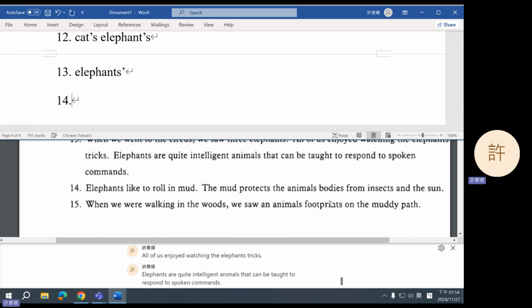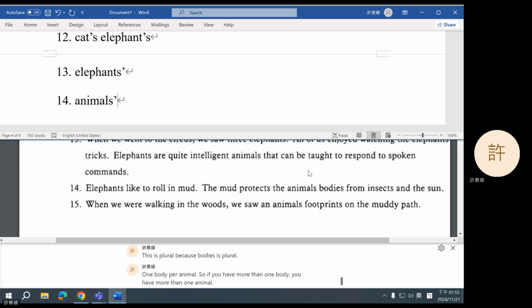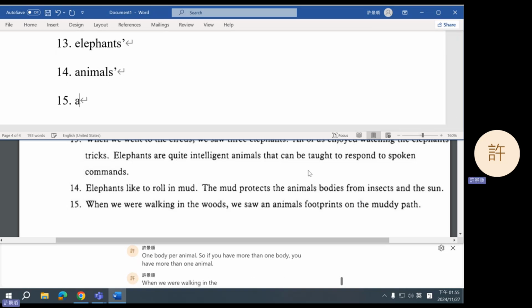Number 14, elephants like to roll in mud. The mud protects the animals' bodies from insects and the sun. This is plural because bodies is plural. One body per animal. So if you have more than one body, you have more than one animal. Number 15, when we were walking in the woods, we saw an animal's footprints on the muddy path. Questions about this page?